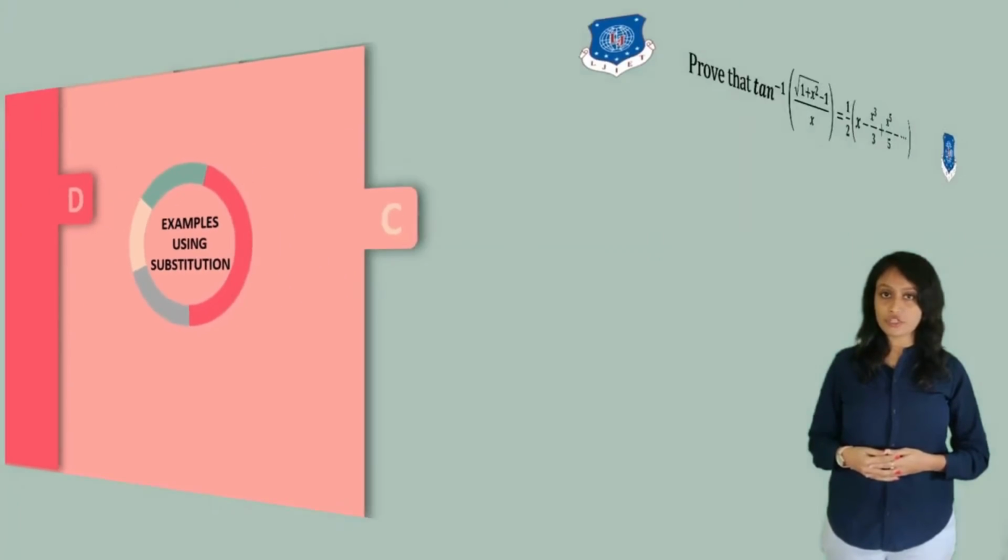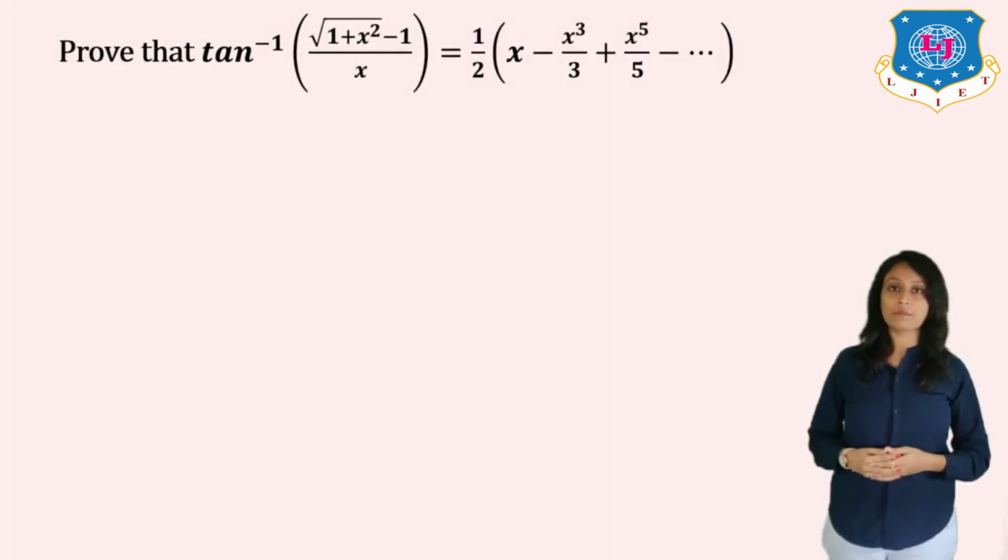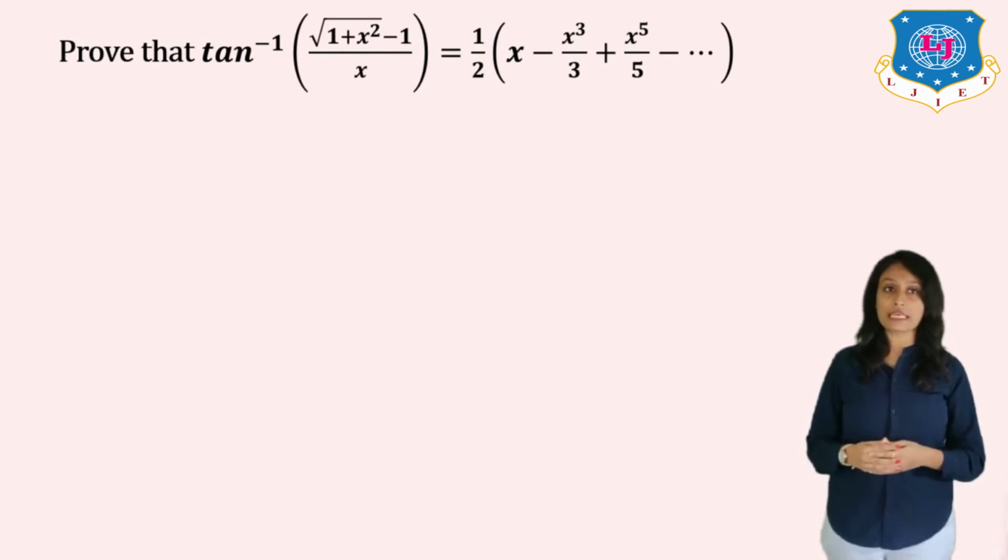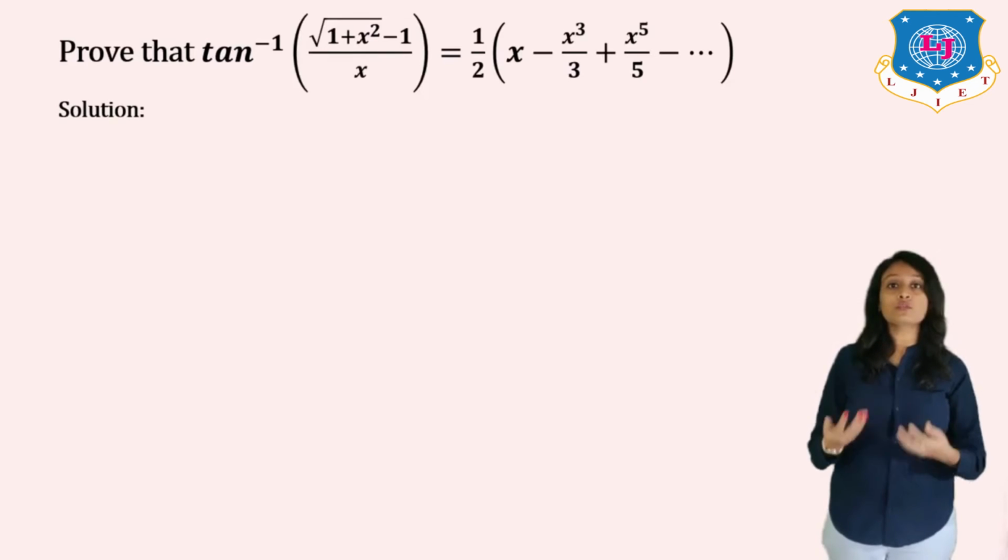examples using the substitution method. So the first example here we have is: prove that tan inverse of (under root 1 plus x square minus 1) upon x is equal to 1 by 2 into (x minus x cube upon 3 plus x raised to 5 upon 5 minus and so on). Okay, so whenever this type of example is given, we have to suppose something, right? So we will suppose x.